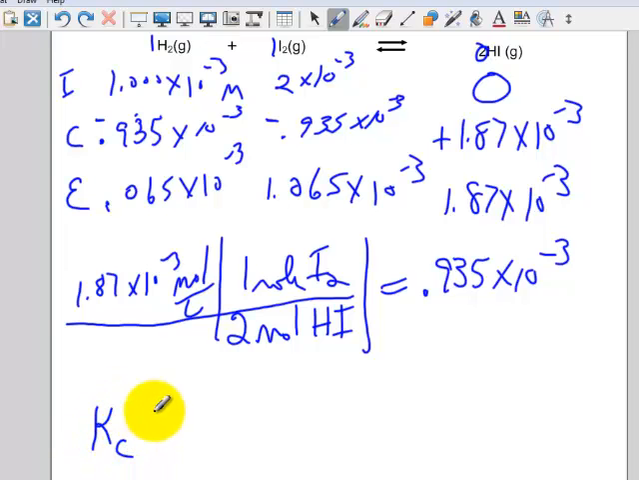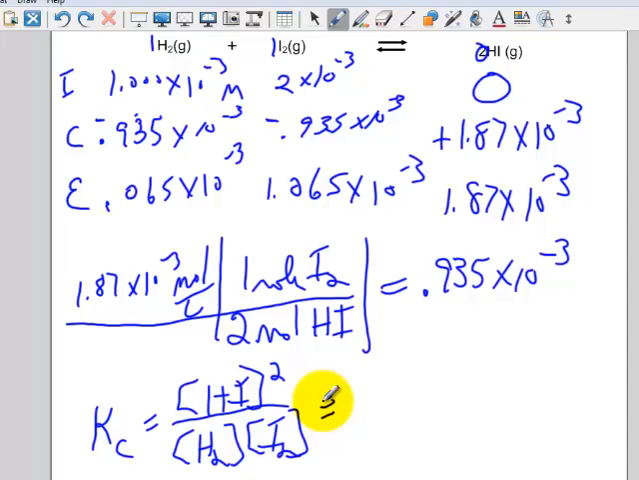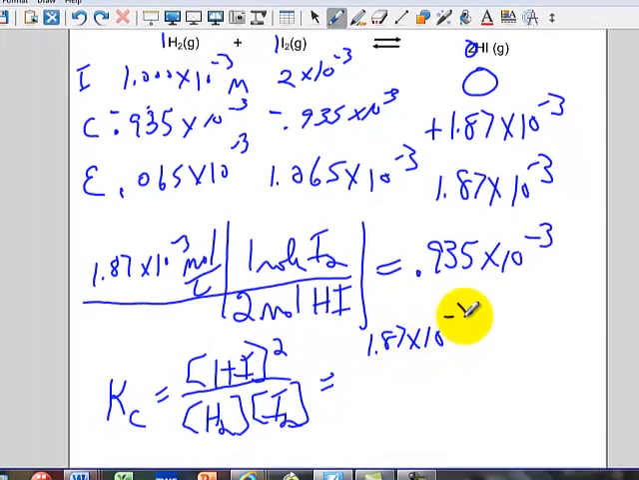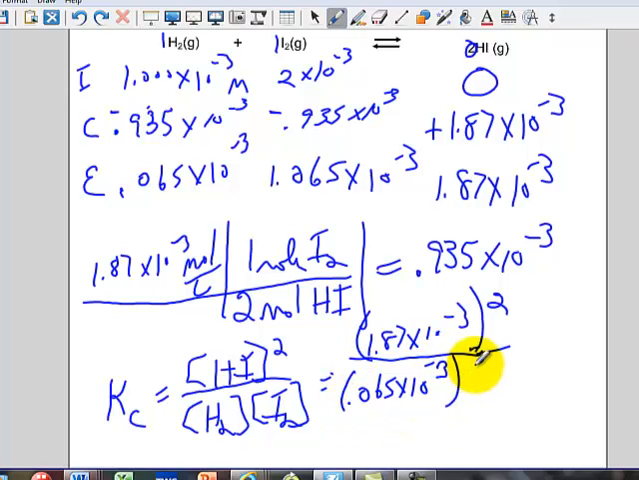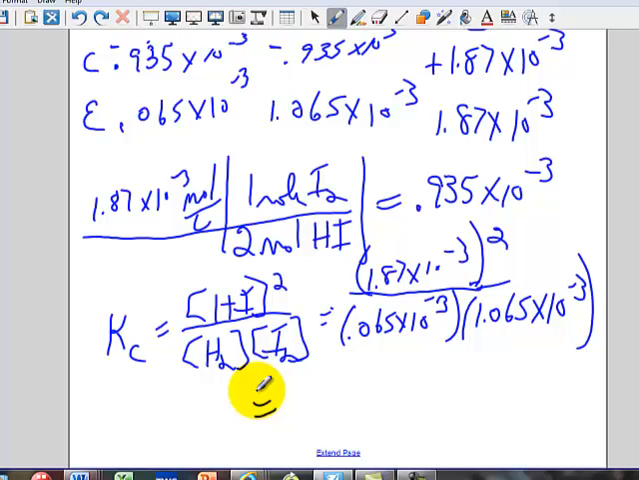I know K is the concentration of HI at equilibrium squared over the concentration of H2 times the concentration of I2, which is 1.87 times 10 to the minus third squared over 0.065 times 10 to the minus third times 1.065 times 10 to the minus third. Once again, I take out my handy dandy calculator, I plug and I chug, and the answer actually comes out to be 51. And we're done. If you want to study that problem and how it works some more, it's actually in your book. It's sample exercise 15.9 on page 645.